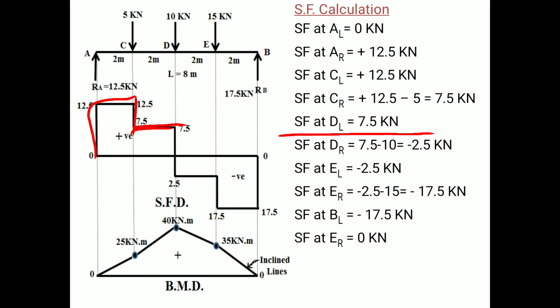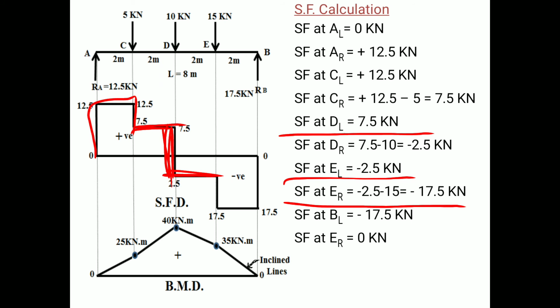Again to the right of D we have shear force value minus 2.5, so minus means it will go below the 0 line. Remember that the portion which is above the 0 line will be positive and the portion which is below the 0 line will be negative. Now we have minus sign to the right of D, therefore it will become minus 2.5. Again from D to E no force is acting, so it will remain as it is.